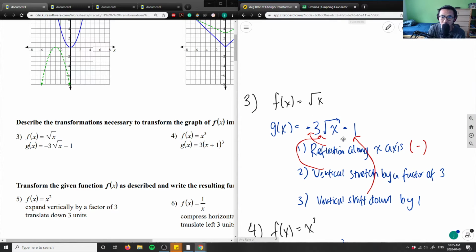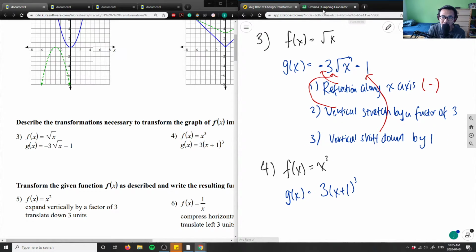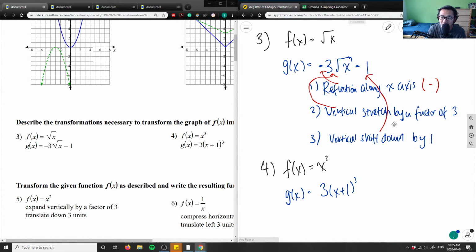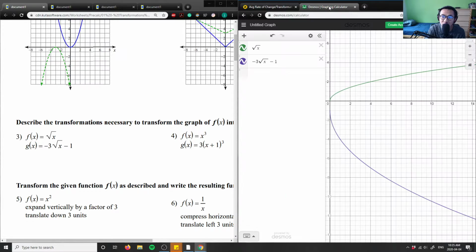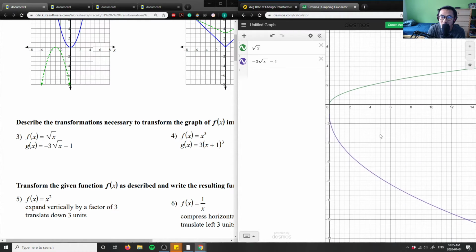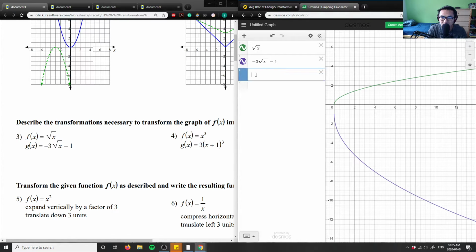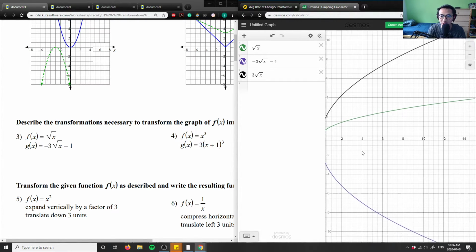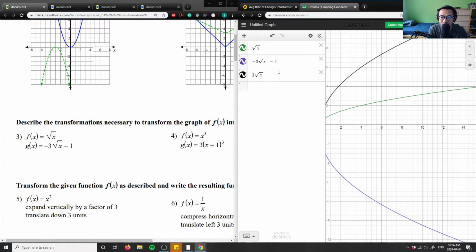As you can see, I did 3 things, right? And we can verify. Reflect along the x-axis, correct. I'm going from this side to this side, so I'm reflecting up and down. As you can see, this one's going downwards, so that's good. I'm vertically stretching by a factor of 3. I'm going to do 3 square root x to show you what I mean by vertical stretch. As you can see, this is being vertically stretched, right? And it's doing that in the opposite direction.